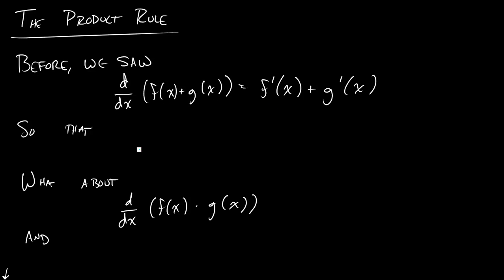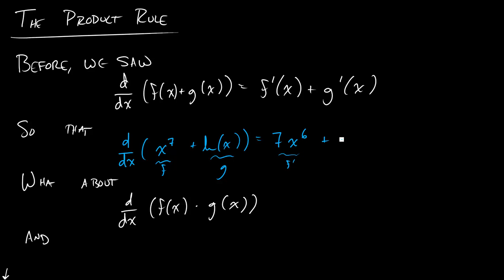We had a really nice rule for this, that if we are taking the derivative of something like x to the 7th plus the ln of x, well, I know how to take the derivative of this, I know how to take the derivative of this, and so to take the derivative of this whole thing, all I need to do is add up the derivatives, right? So here I had f, here I had g, and my formula tells me it's really just f prime plus g prime. So f prime is 7x to the 6th, and I'm going to add that to g prime, which is 1 over x.